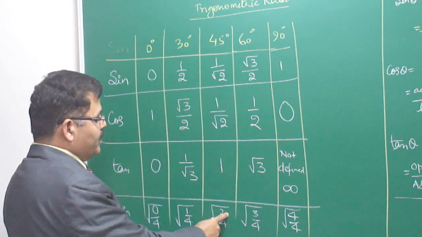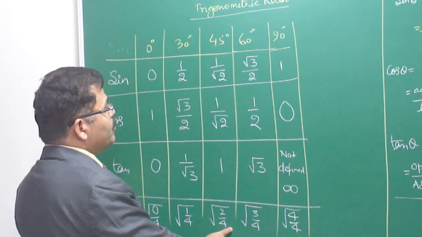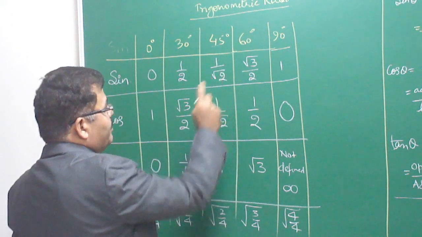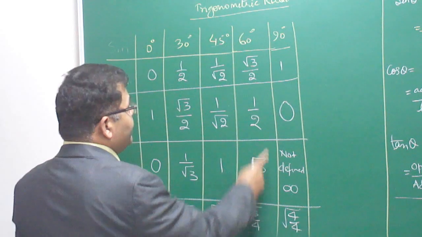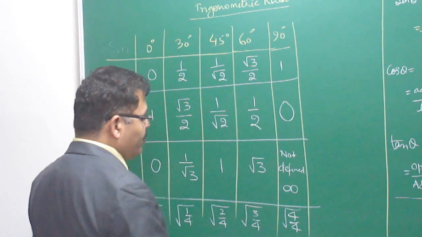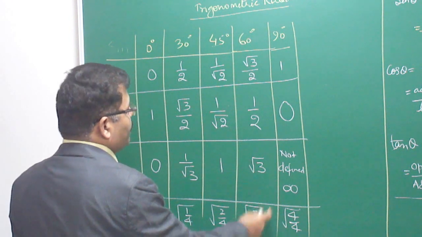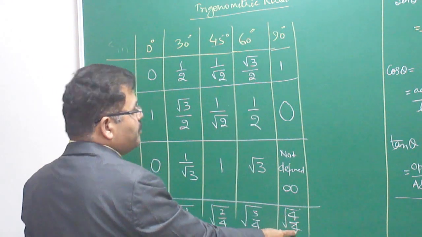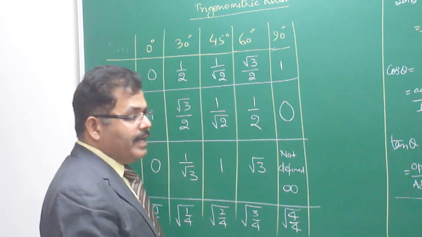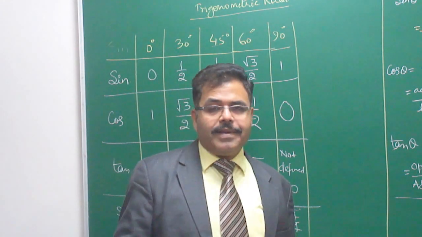Square root of 2 is 2 by 4, that is 1 by 2. So square root of 1 will remain 1 and square root of 2 will remain 2. Root 3, because 3 is not a perfect square, it will remain in root. And square root of 4 would be 2. 4 by 4 is 1 and square root of 1 is 1. And thereafter, we can write in reverse order and find in a similar fashion.